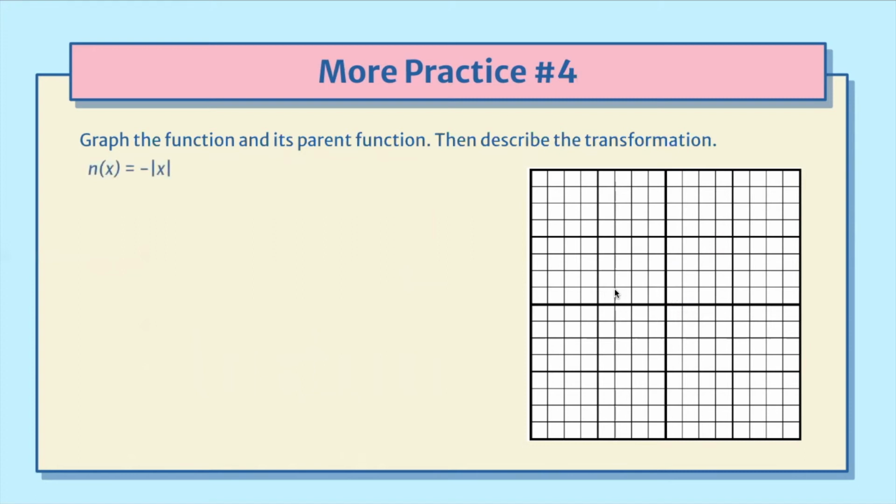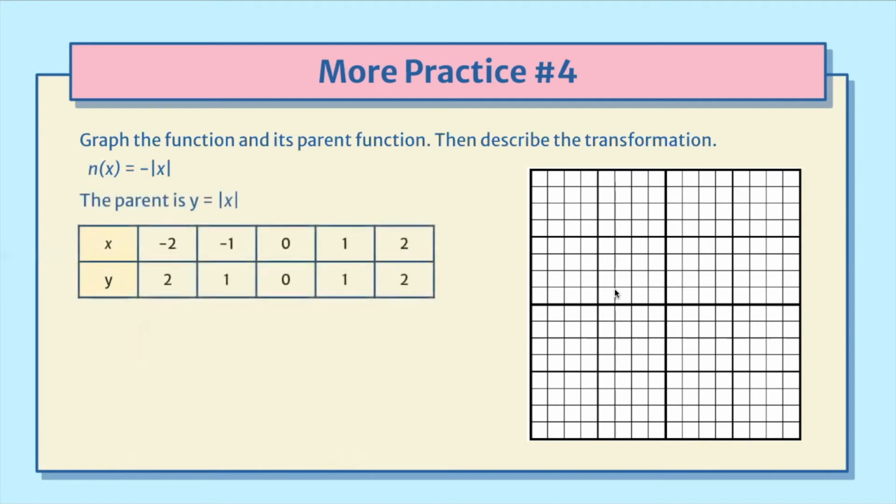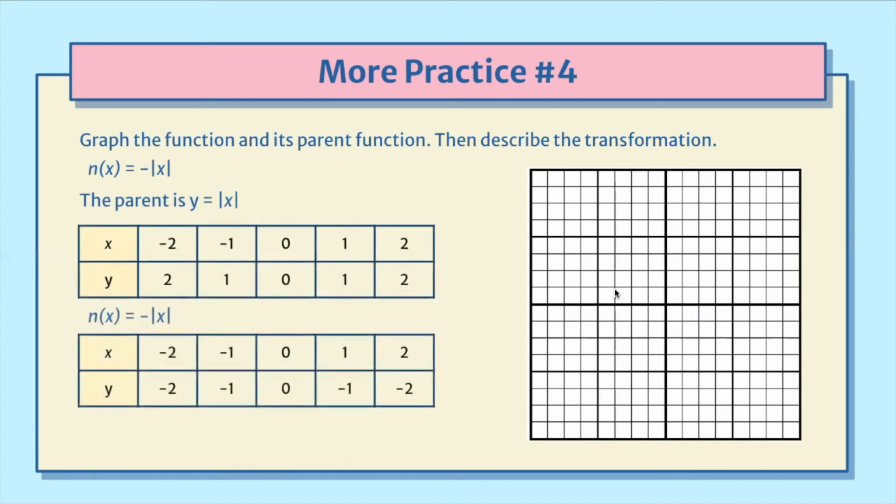Here is another practice. We have n of x equals negative absolute value of x, and the parent function is y equals absolute value of x. Here are the points. For n of x, these are the points. As we can see, the y values, again, are negative compared to the positive y values of the parent function. So we are going to graph this. Here is the parent function. And then here is the transformed function, n of x.